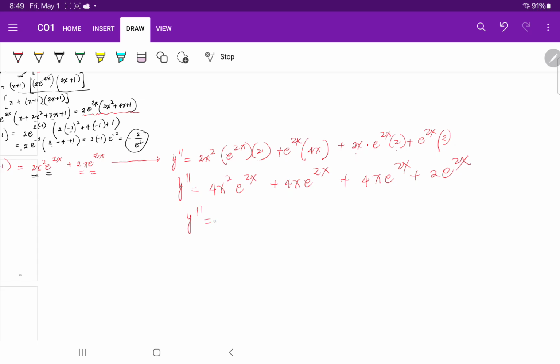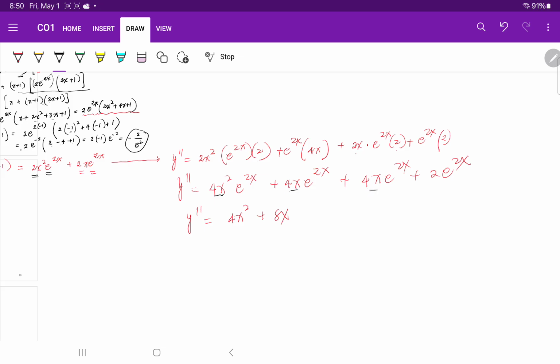And if we simplify, we get y double prime is how many? e to the 2x. So look, you have 4x squared plus 4x plus 4x is 8x. Let's check if we're going to get the same answer. All of them have e to the 2x. So we have 4x squared.